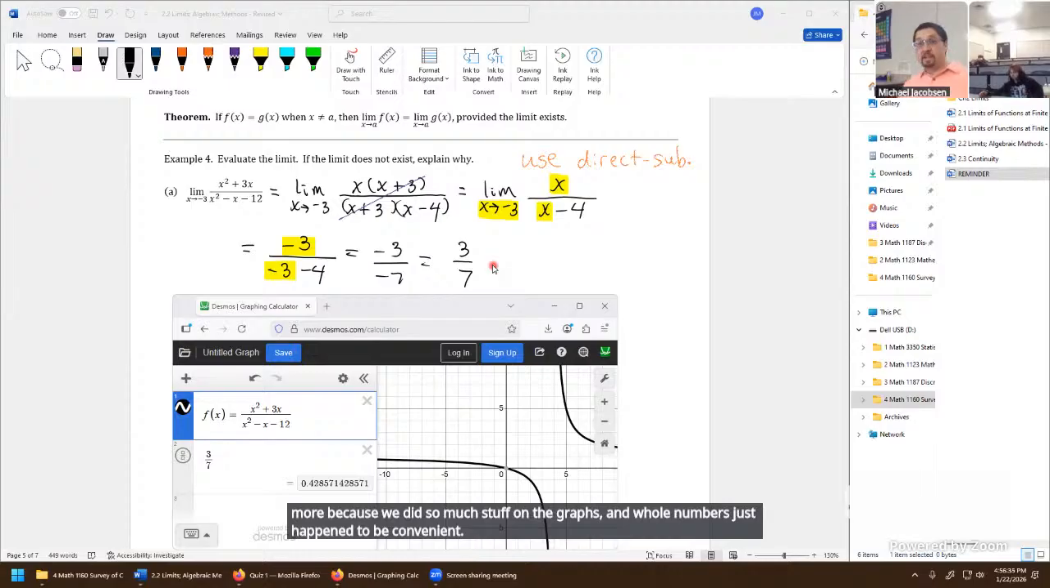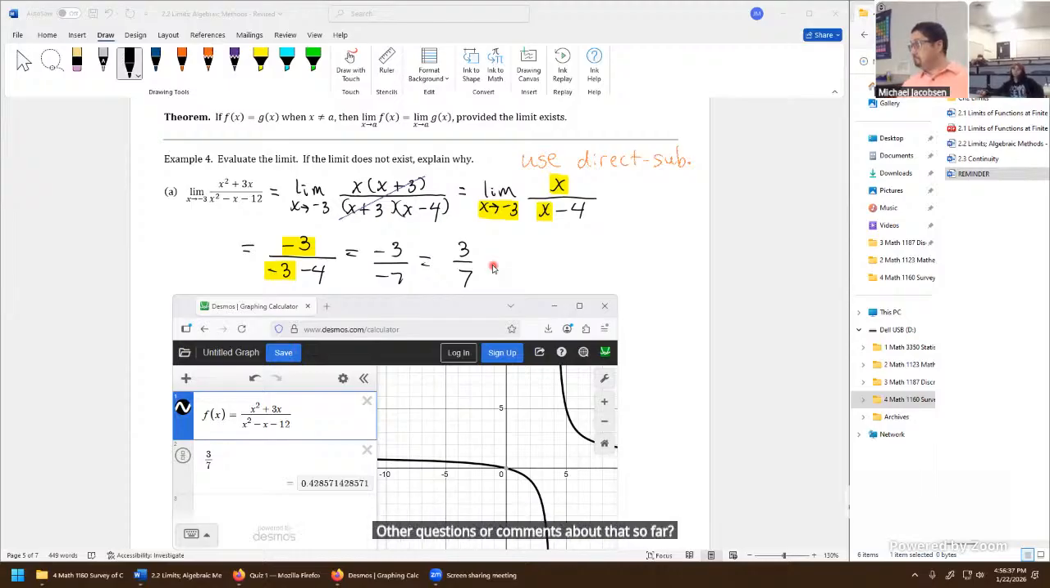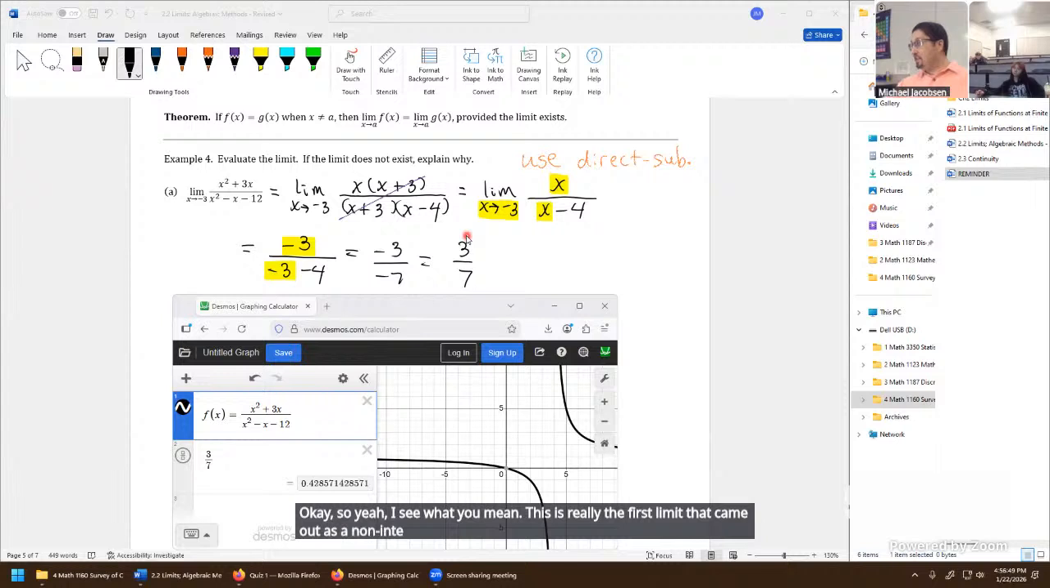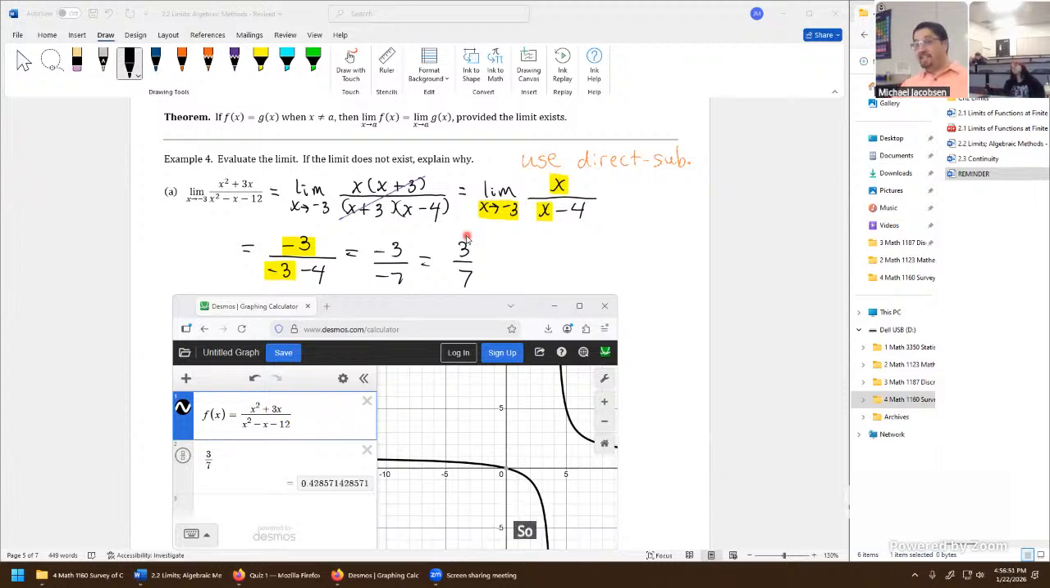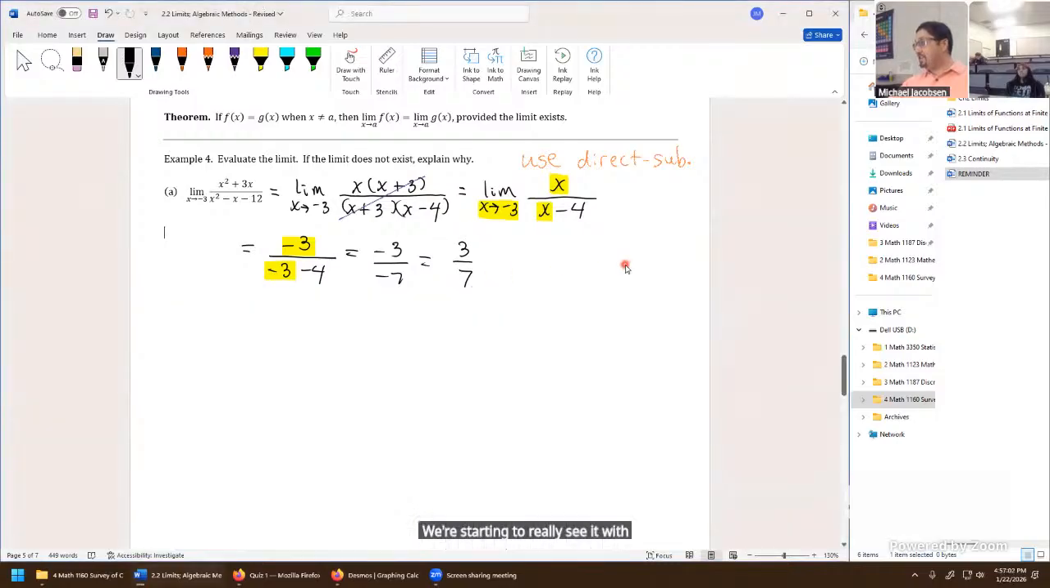Other questions or comments about that so far? Okay, so yeah, I see what you mean. This is really the first limit that came out as a non-integer, a non-whole number. So we're also expanding our landscape of what a limit can really be. Essentially, a limiting value can be any real number whatsoever. We're starting to really see it with this first problem over here.